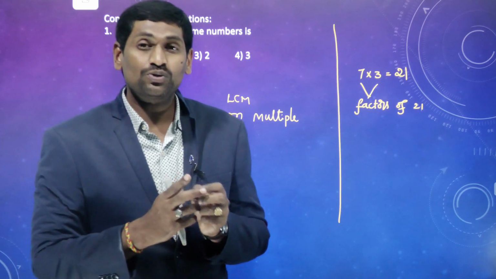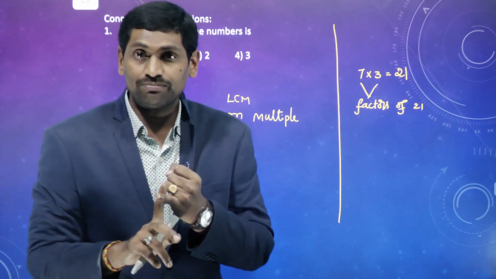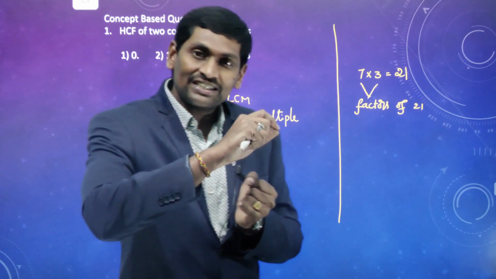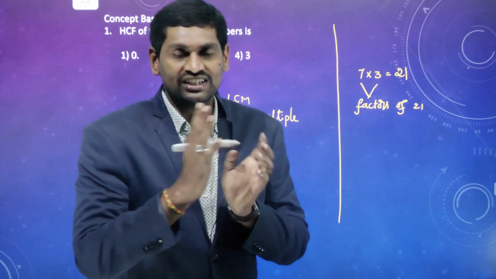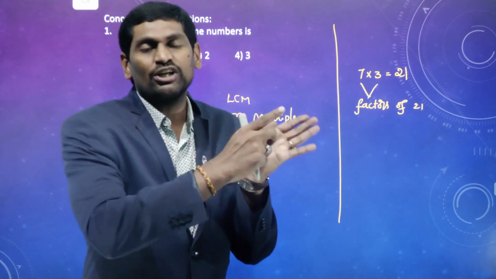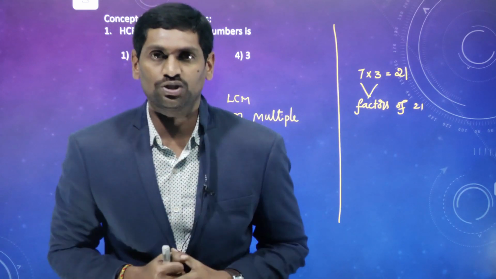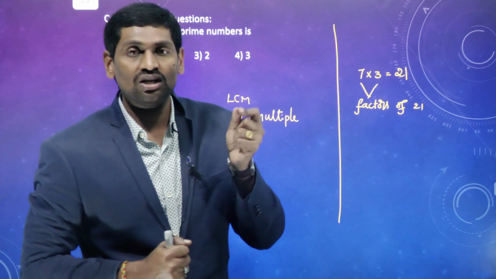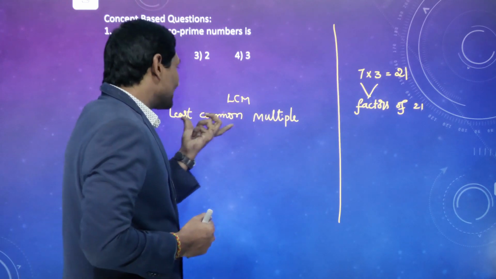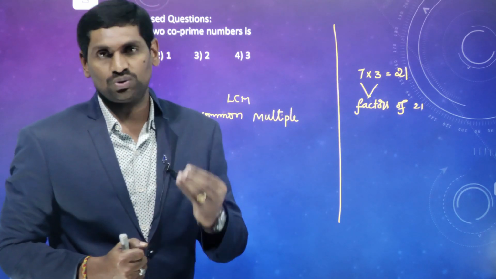Or else we can use the prime factorization method also. We can use the prime factorization method, or we can write all its multiples and identify the LCM, or else we can use the continued division method or common division method to find the LCM of two numbers or more than two numbers.